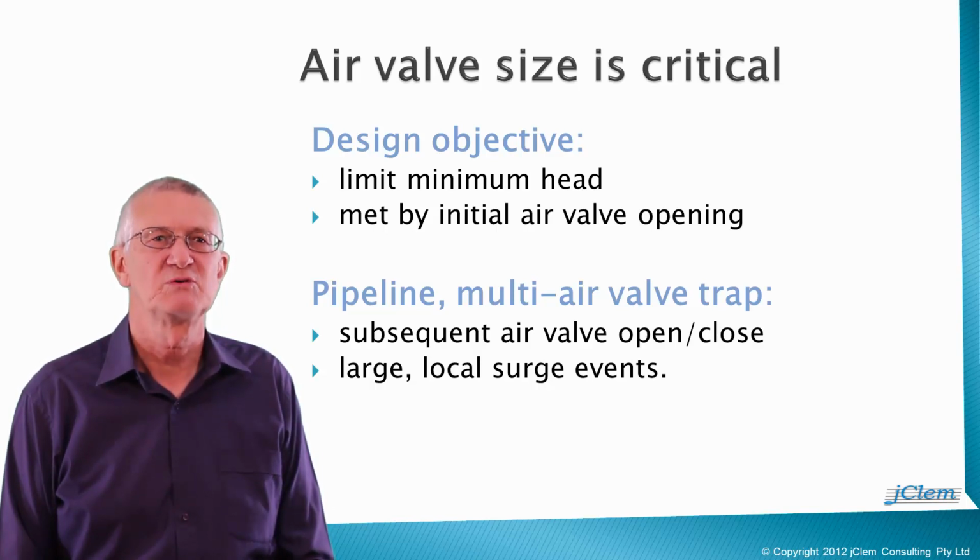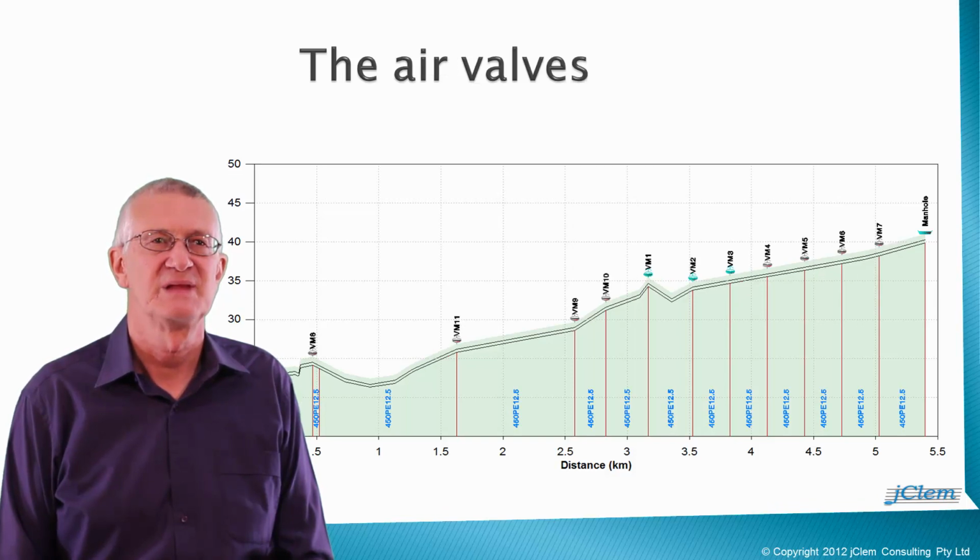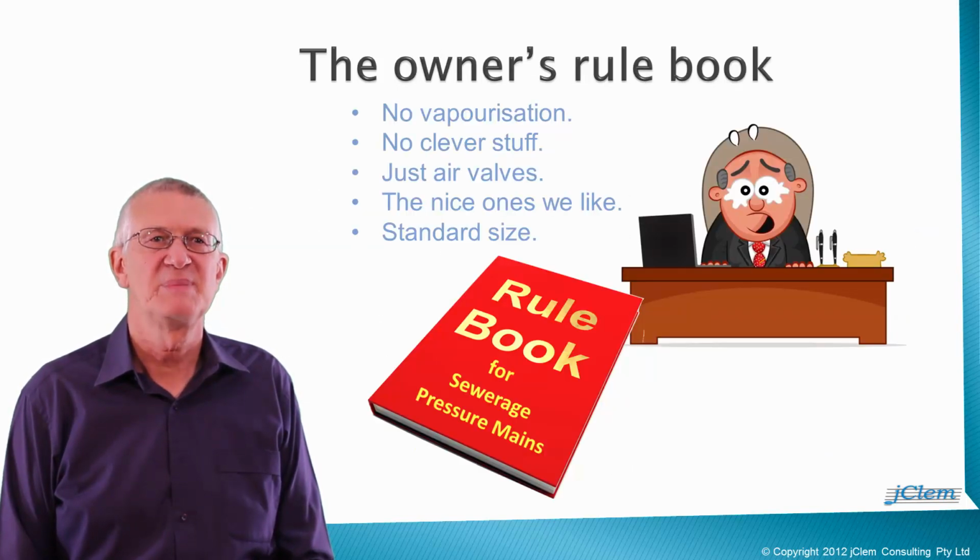The story involves 4 players. Introducing the first player, the pipe. It is a 450mm polyethylene sewer pressure main, slightly more than 5 kilometers long. It is PN 12.5. That pressure rating means that it will easily cope with the maximum surge heads. Introducing the second player, its air valves. We come back to them later. For now, meet the pipe's owner and the rule book.